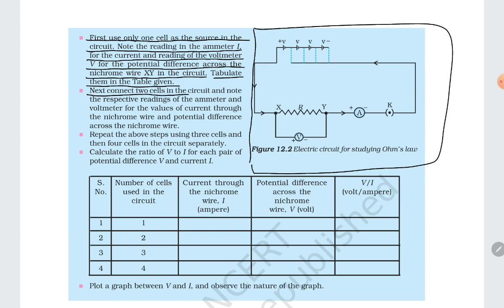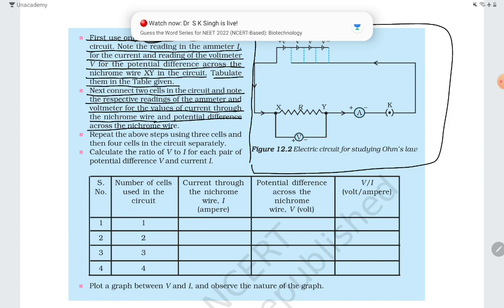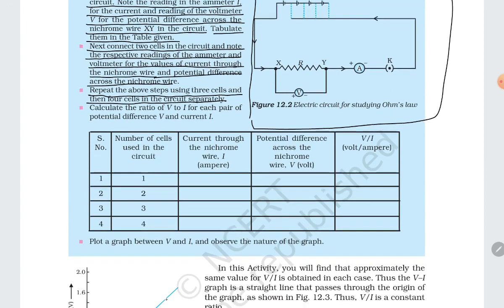Next, connect two cells in the circuit and note the respective readings of the ammeter and voltmeter for the value of current through the nichrome wire and potential difference across it. So firstly we use only one cell, secondly we connect two cells in the circuit, and then we read out everything. Repeat the above step using three cells and then four cells of the circuit respectively.